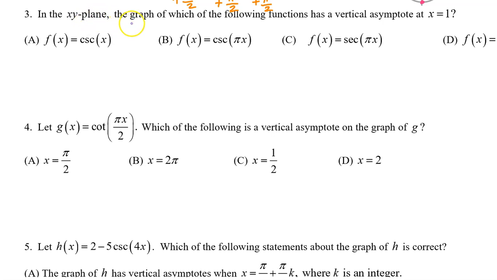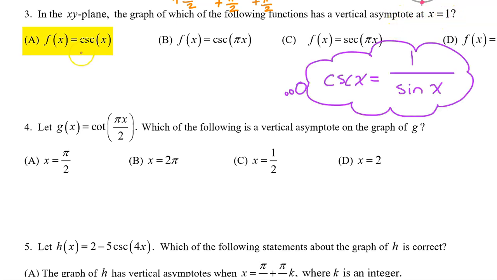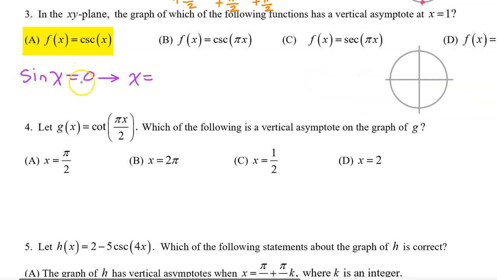Number 3. In the xy plane, the graph of which of the following functions has a vertical asymptote at x equals 1? For option A, we think cosecant x is equal to 1 over sine x. So cosecant x will have a vertical asymptote wherever sine x is equal to 0. You can solve this equation by asking yourself the sine of what is equal to 0. Sine is the y value on the unit circle, and y values are equal to 0 here and here. So x is equal to 0 or pi.